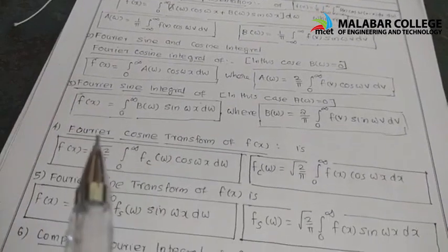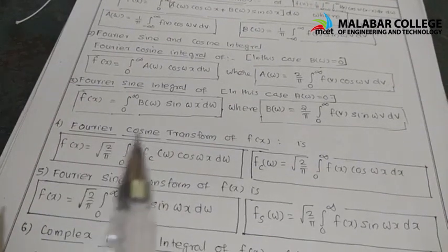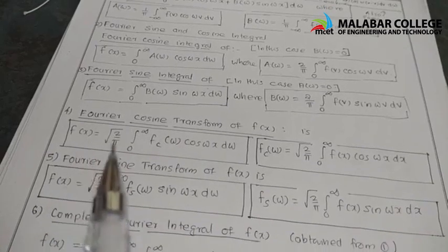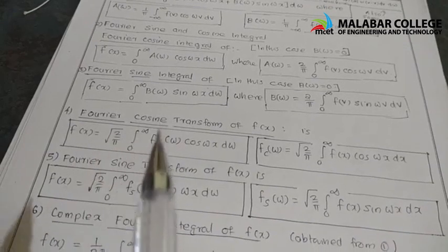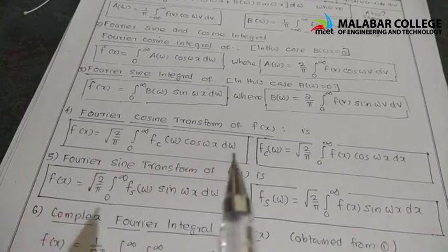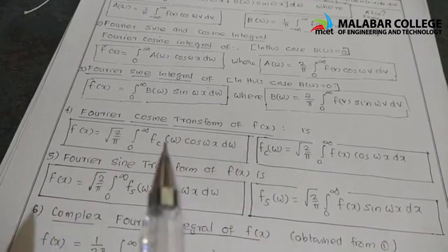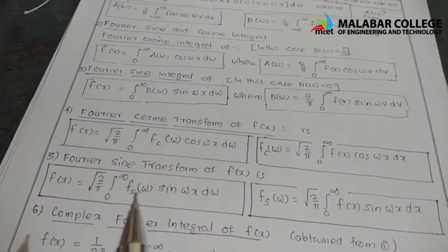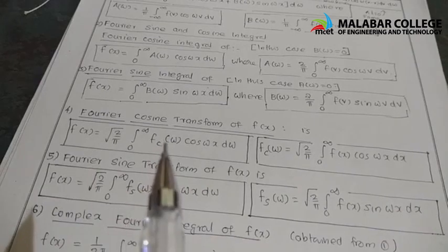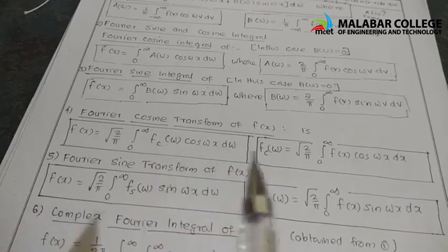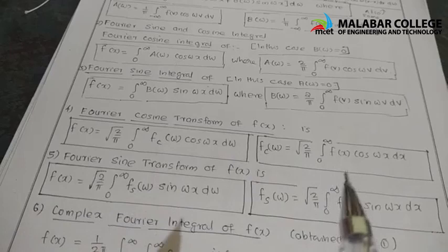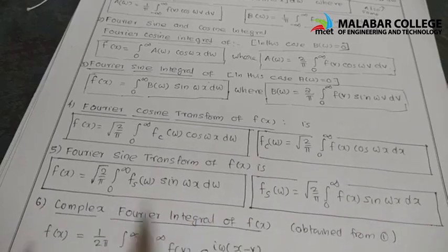The next one we are going to discuss is how to find the Fourier cosine transform of f of x. Here we use the formula f of x equal to root 2 by pi integral 0 to infinity fc omega cos omega x d omega, where the c in fc represents the cosine function and s represents the sine function. So the parameter fc omega is equal to root 2 by pi integral 0 to infinity f of x cos omega x dx.